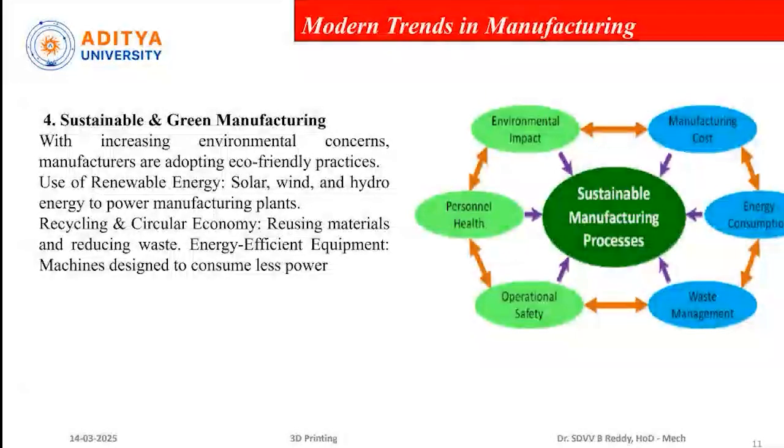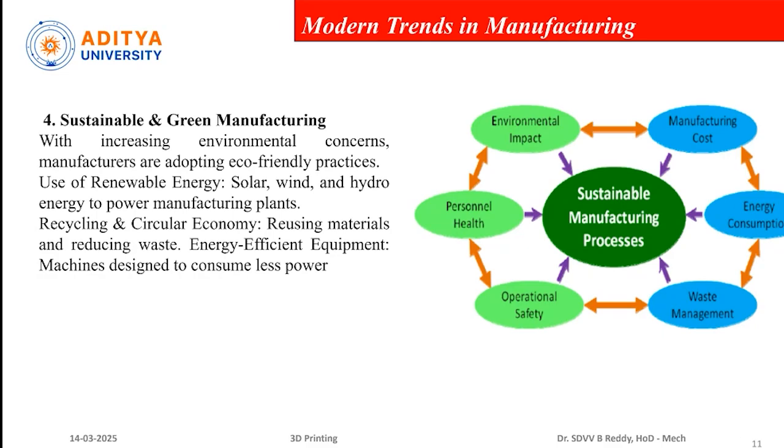And coming to the next one, we can say sustainable and also green manufacturing. It is also one type of modern trend in manufacturing. With increasing environmental concerns, manufacturers are adopting eco-friendly practices. We know the globe is affected by different issues, global warming or something else. Now we are going for eco-friendly practices. See the layer here, I think you understand about it. Once again, I will explain about it.